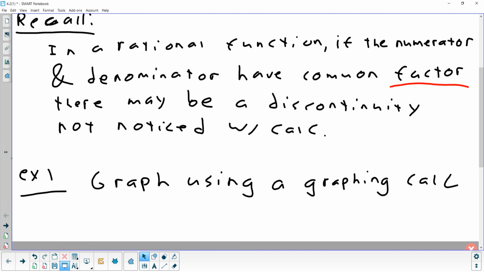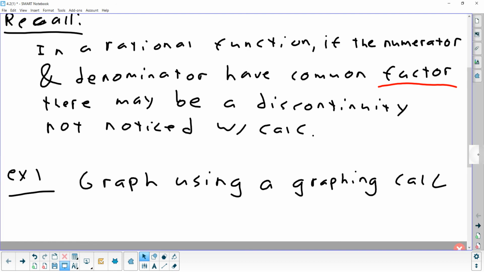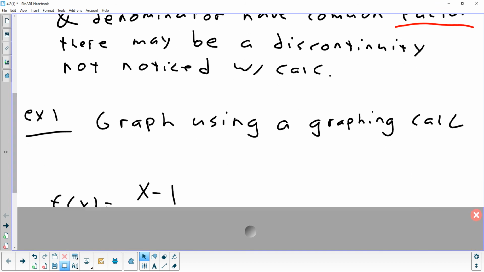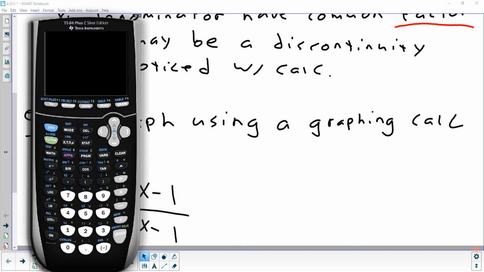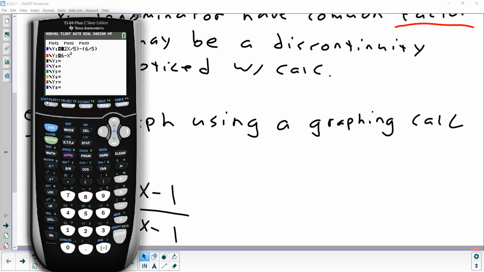So, let's take a look at this. Let's graph x minus 1 divided by x minus 1. Now, what value are you not allowed to plug in for x in this case? 1. Right, you're not allowed to plug in 1. So that is definitely a value that's not in the domain. But the question then becomes, is it a vertical asymptote at 1? Or is it a hole at 1? Well, let's hit graph and see what happens.